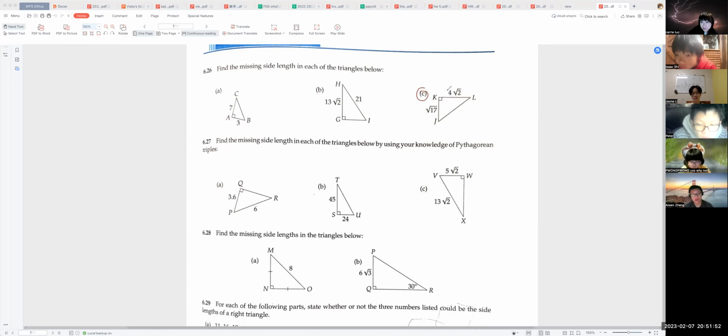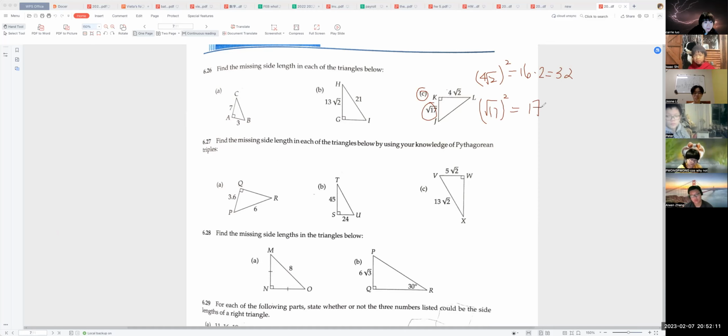How can it be 5? 4 square root 2 squared, right? So this part is 16 times 2, which is 32. And this one is 17 squared, so the square root equals 17. So 32 plus 17 equals 49. So the square root equals 7. Okay, I almost think I am making stupid mistakes.